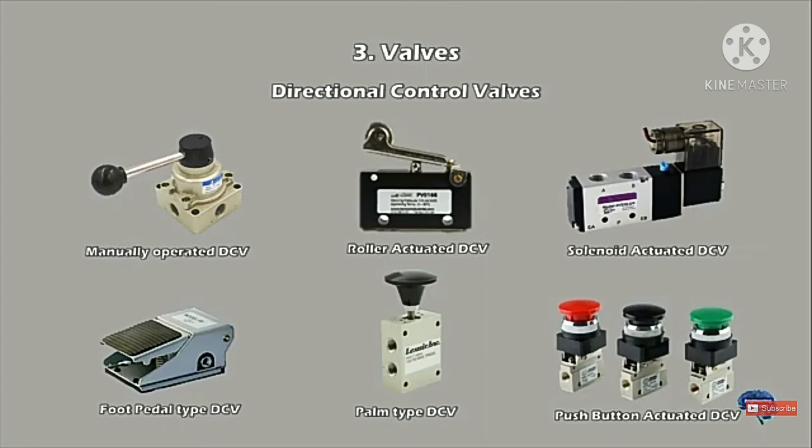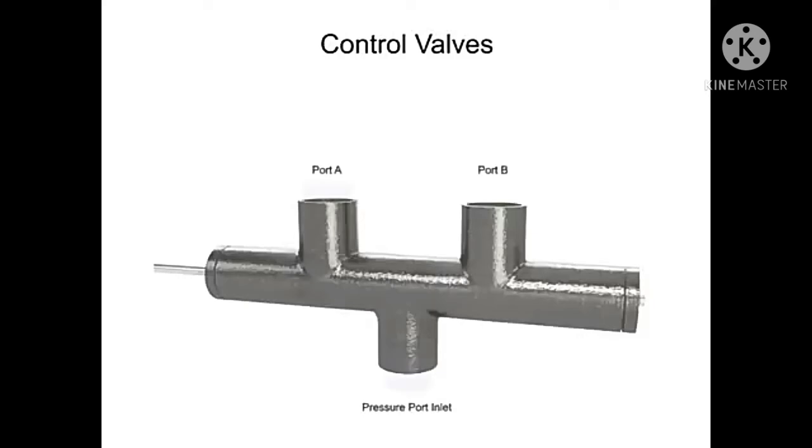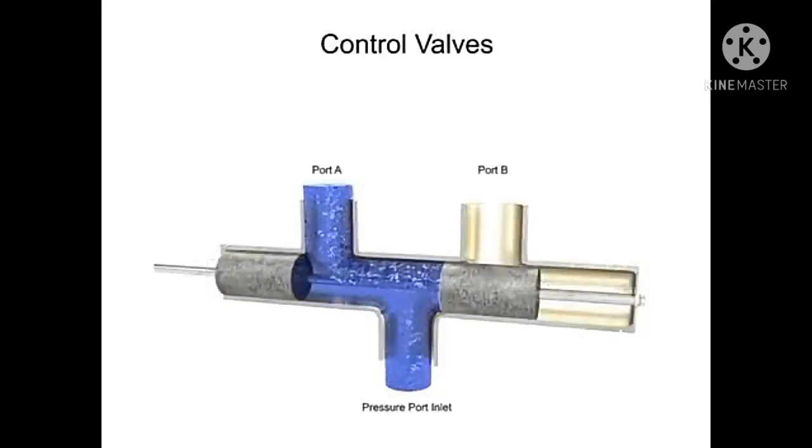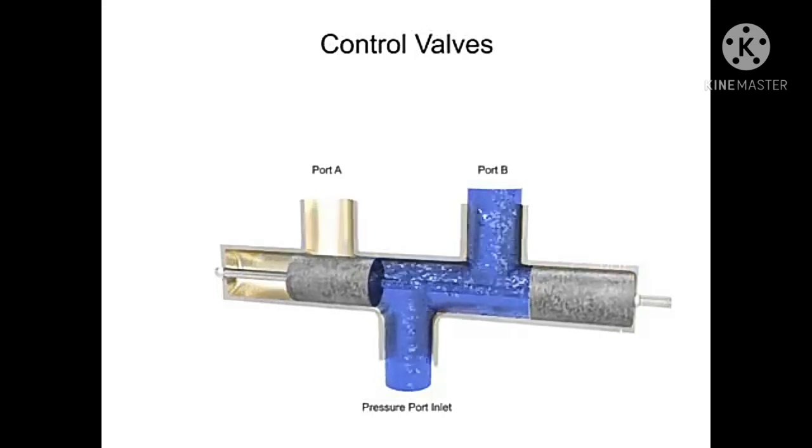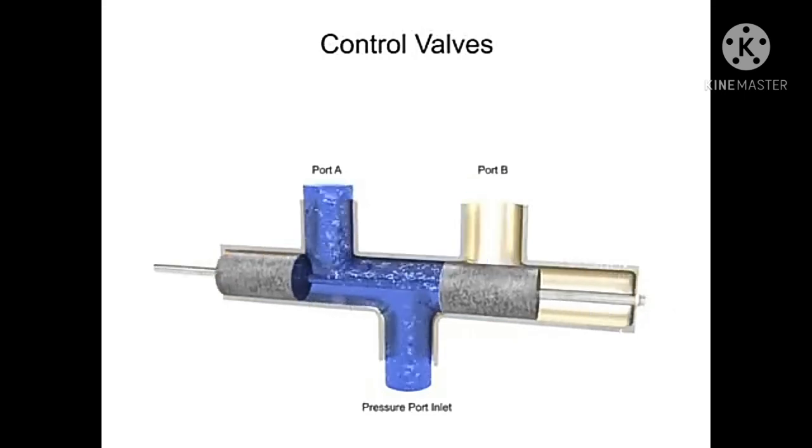The third component is the directional control valve. The main function of the directional control valve is to control and change the direction of airflow. As we can see here, the high pressure air enters the control valve through the pressure port. Initially, air moves to port A, but then changes to port B when the control valve is pressed and moved to the right.